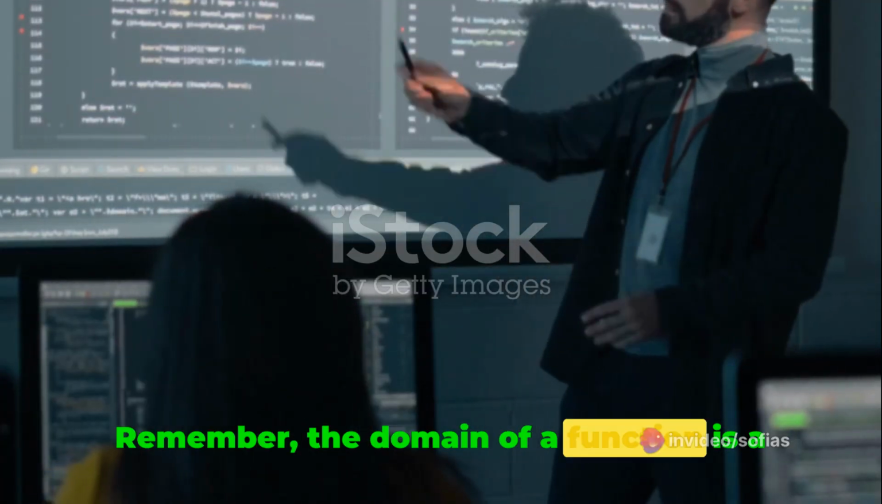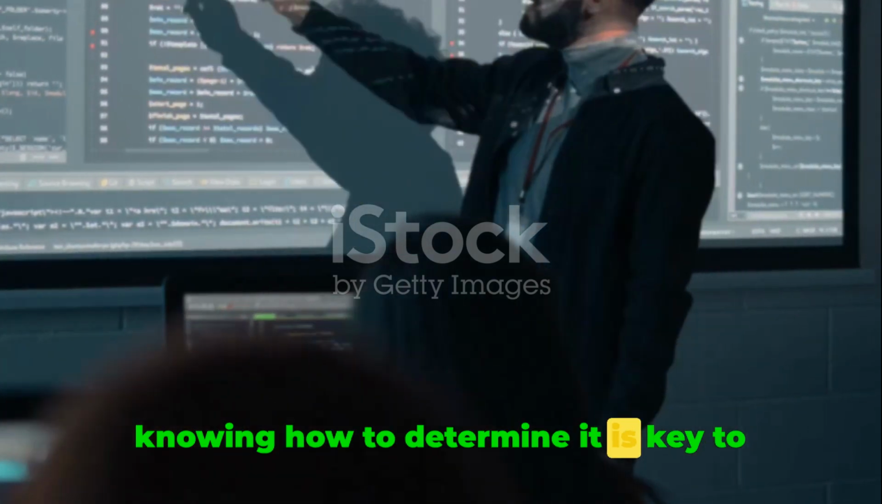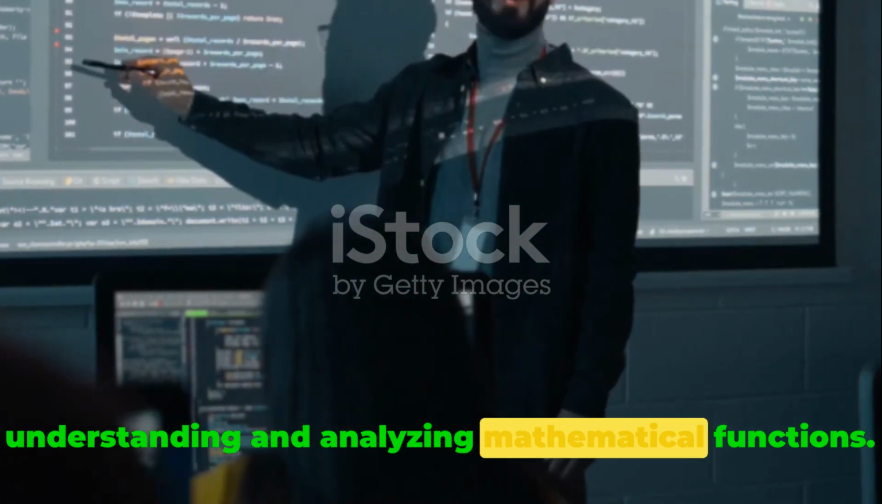Remember, the domain of a function is a fundamental part of its definition, and knowing how to determine it is key to understanding and analyzing mathematical functions.